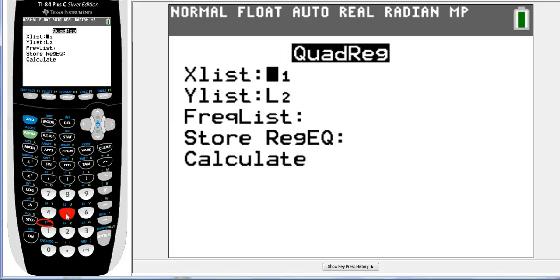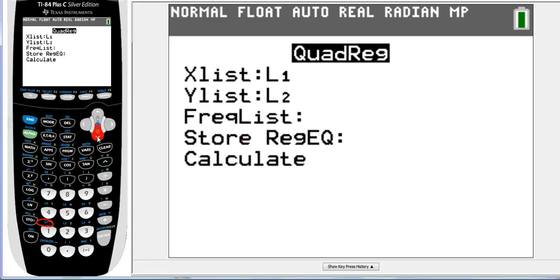Okay, my data is in list 1 and list 2. If you need to change where your x and your y's are, go ahead and change that. Then one thing I'm going to do is store this regression equation. I don't know if you've ever done that before, but we're going to put it into our y1 graph so that you can see this.